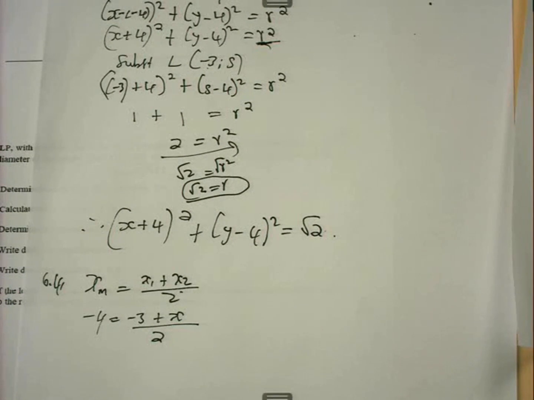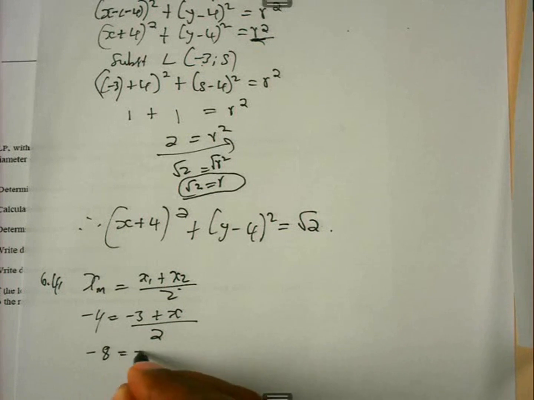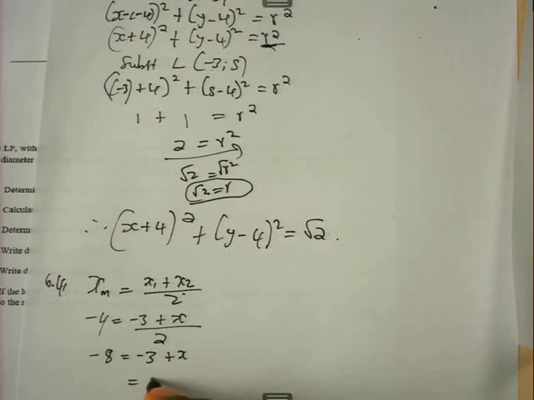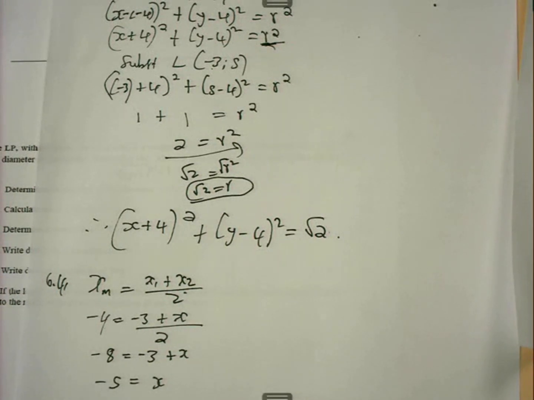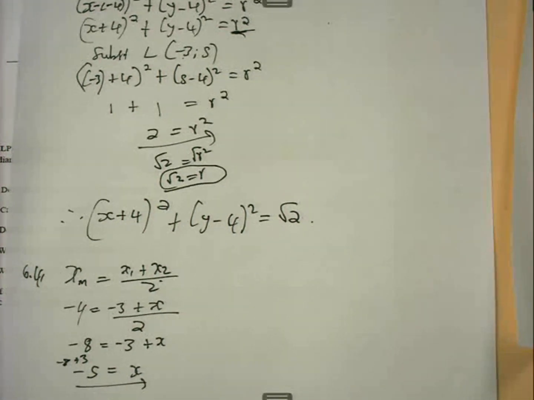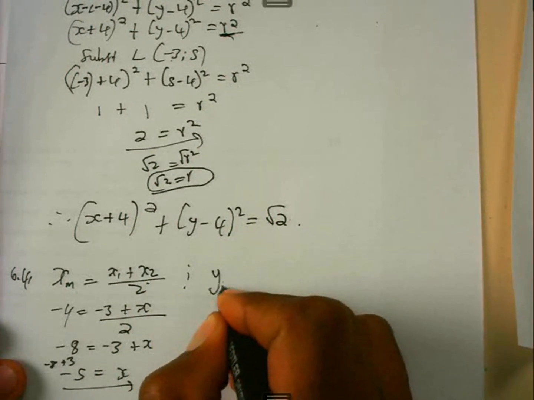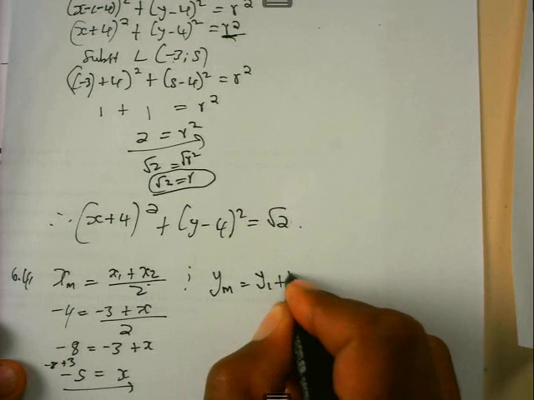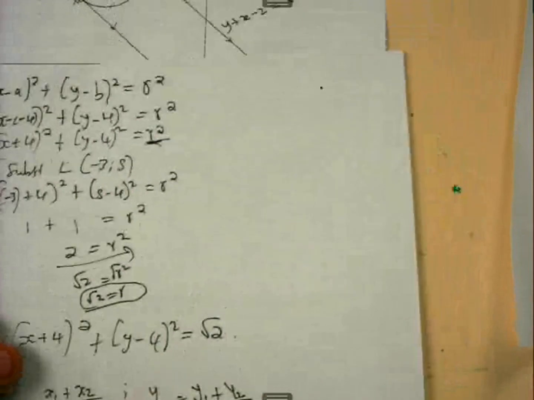And then from here, we do a cross multiplication. 2 times minus 4 is a minus 8, which is equal to minus 3 plus x. And therefore, x now is equal to a minus 5. That will be minus 8 plus 3. When we add them, we get the answer, which is minus 5. Right, now we have the x value. Now, how do we determine the y value? Of course, the y value at the midpoint is equal to y1 plus y2 divided by 2. And the y value at the midpoint there, you remember now you said is what?